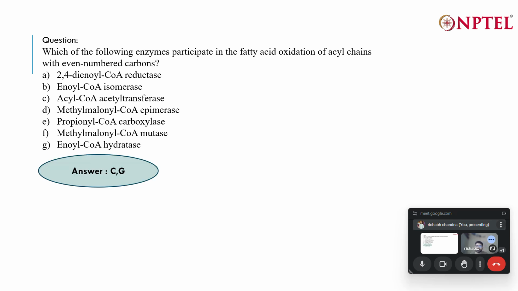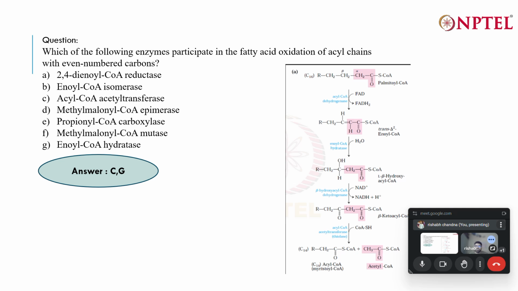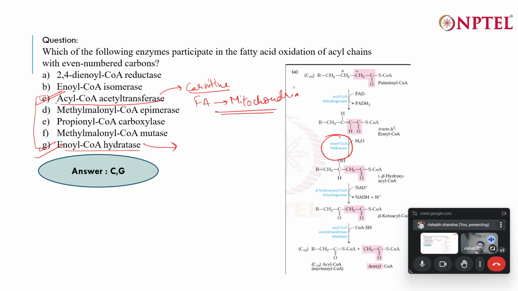So the correct answer is option C and option D. So acyl coenzyme A acyltransferase actually takes place in the carnitine pathway, to transfer fatty acid to the mitochondria. And enoyl coenzyme A hydratase actually takes place here in the beta oxidation. So one happens to be the transport enzyme, and the other is involved in beta oxidation. So these two enzymes are actually involved in the oxidation of acyl chains.